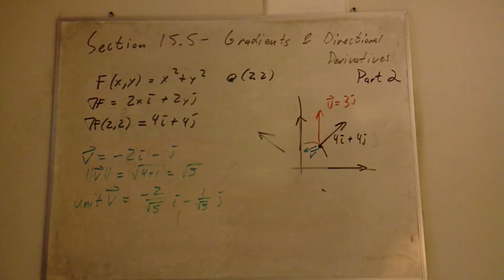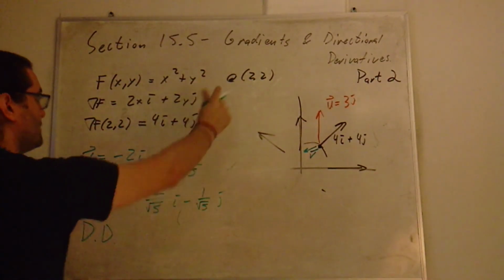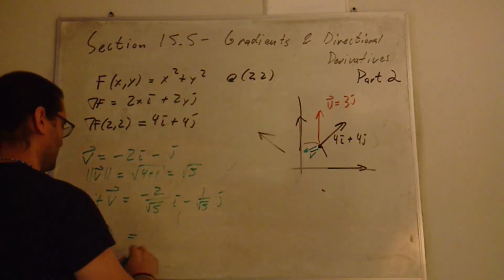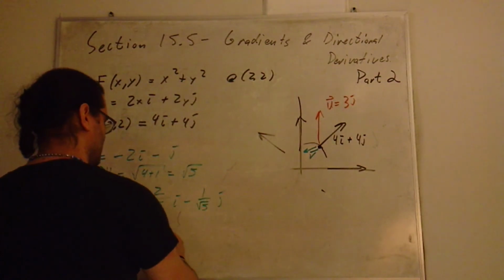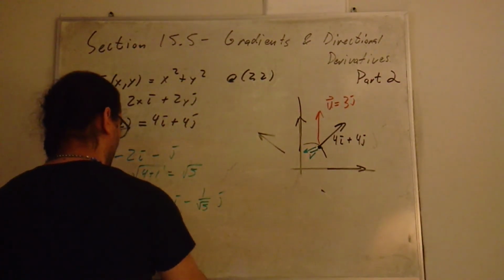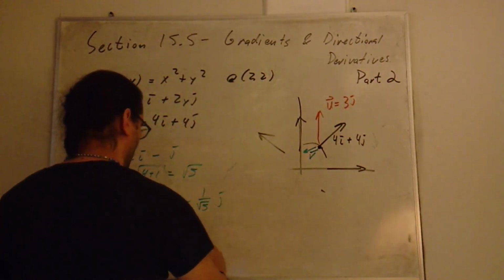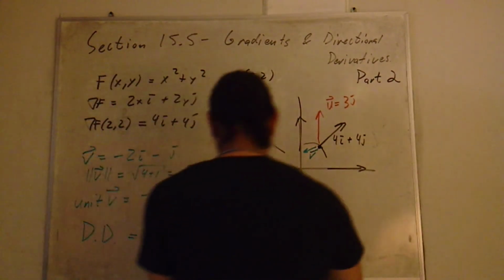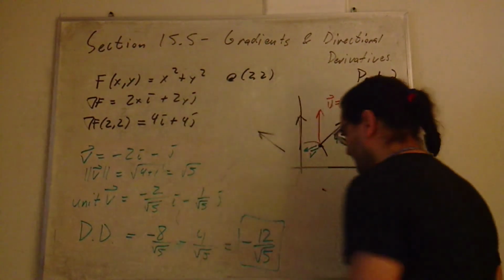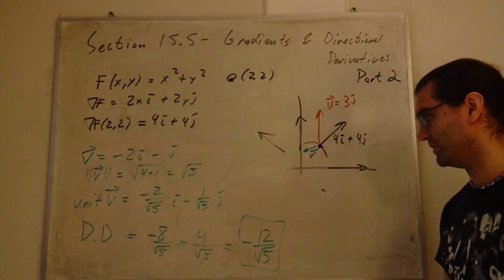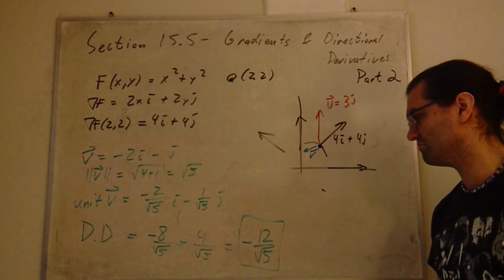This is my unit vector, and so the directional derivative at this point in this direction is the dot product of unit v times the gradient. So this will be negative 8 over root 5, minus 4 over root 5, which is negative 12 over root 5. Don't know what that is. Probably 5-ish? No idea.